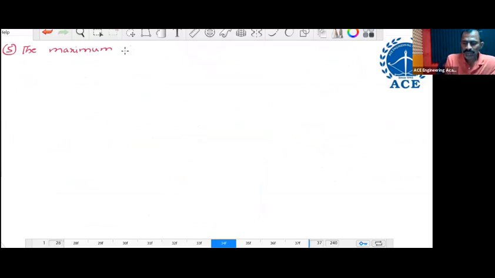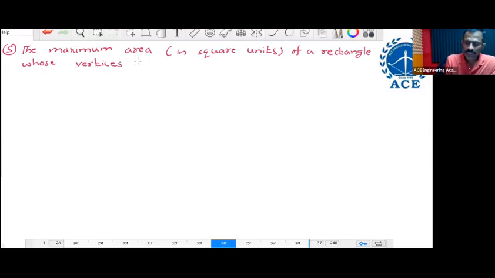The maximum area in square units of a rectangle whose vertices lie on the ellipse x square plus 4y square equal to 1 is. It is also a 2 marks GATE question.